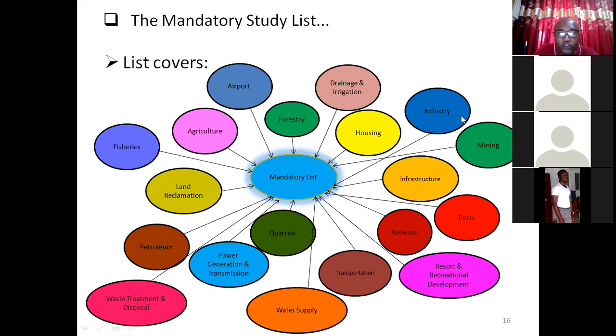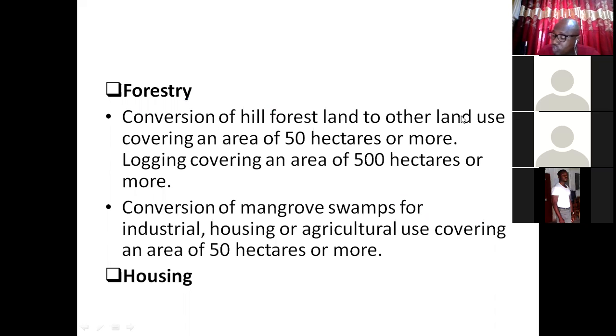The figure above shows the various projects for which an EIA is mandatory in Nigeria. For a power plant, a waste treatment plant, a railway, a resort, a port, infrastructure, or a housing project, you must do an EIA. Also, if you want to do a forest project or logging, you must carry out an EIA. Housing, you must do an EIA.